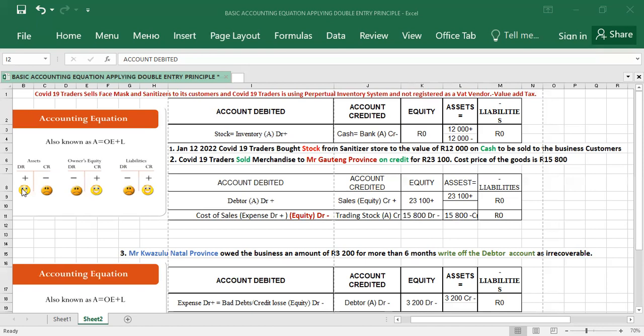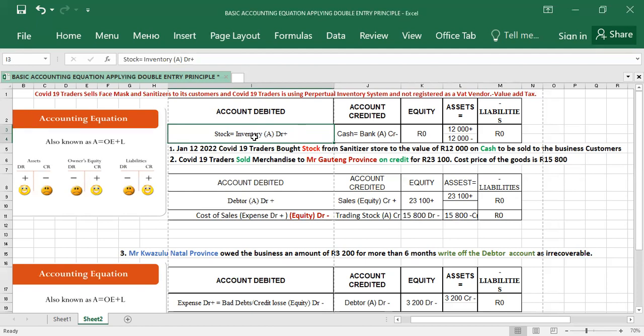How will the owner of COVID-19 traders feel when the stock comes into the business? Check my cursor, check my mouse. The owner of the business will feel happy as more stock will be coming into our business. Right. We are going to be debiting the inventory account. When we debit inventory, we know that inventory is an asset, and when an asset is increasing, the asset will be debited. So we are done with the first account of stock. The stock in the perpetual inventory system is also known as inventory.